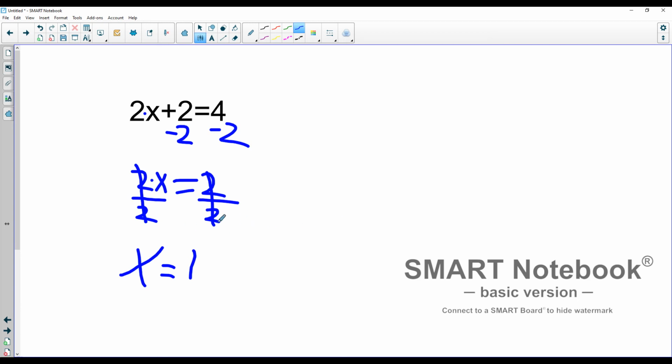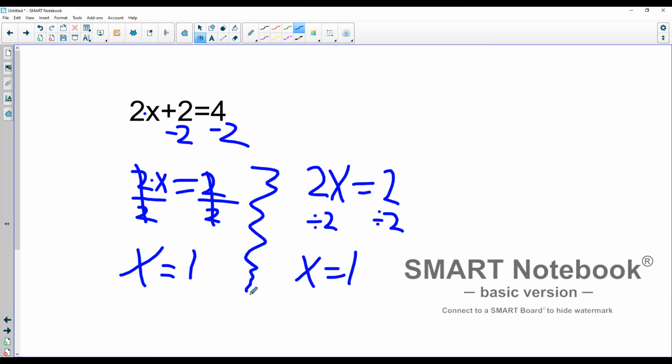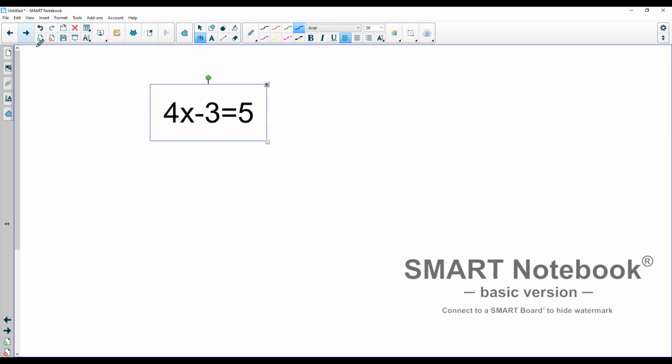And if you don't like using fractions, well, we can try it again. We can say 2x equals 2. You can do a division symbol for both sides if you want to. 2x divided by 2 is x, and 2 divided by 2 is 1. So it's just whichever way you prefer. I used to prefer fractions because once you get the hang of them, they just make life easier. All right, so let's try another one.